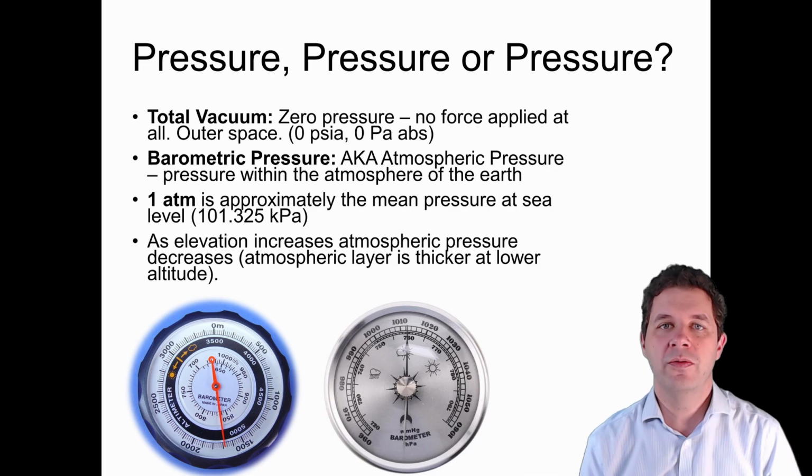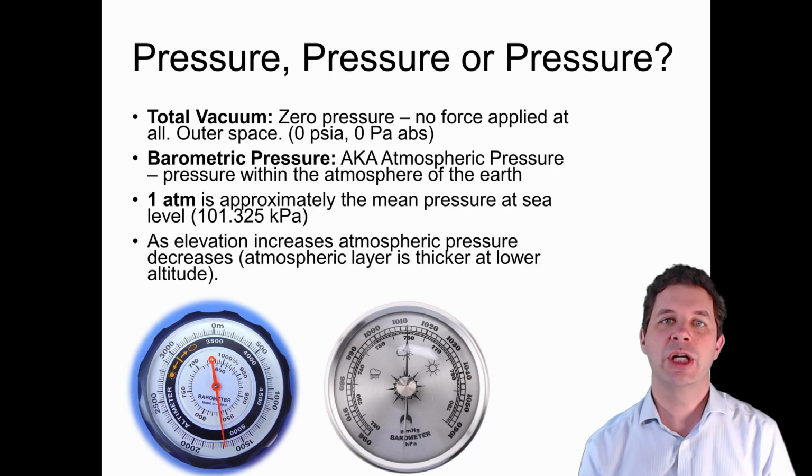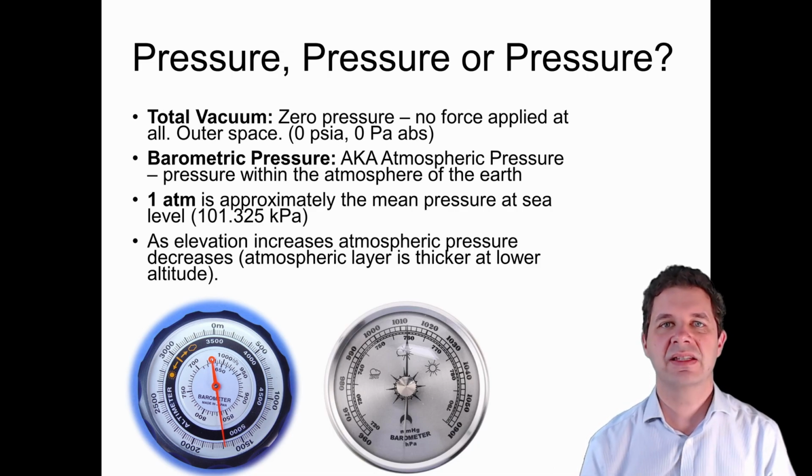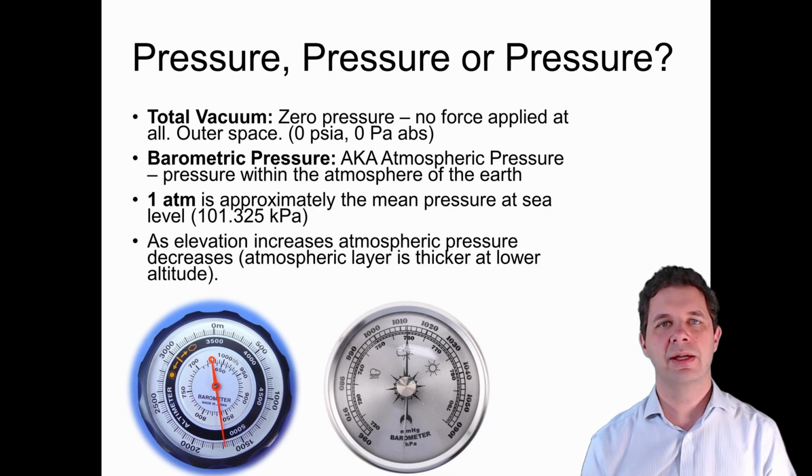Firstly, we have total vacuum. Total vacuum is where we have zero pressure. We evacuate all the pressure, and this is what we have in space, where we have no atmosphere whatsoever. In this case, we'd have 0 pascals or 0 psi, and we often say psi-A or pascals absolute to denote that we're using absolute pressure here.